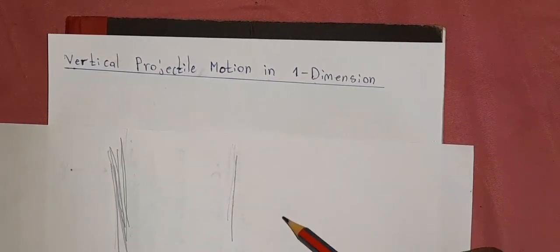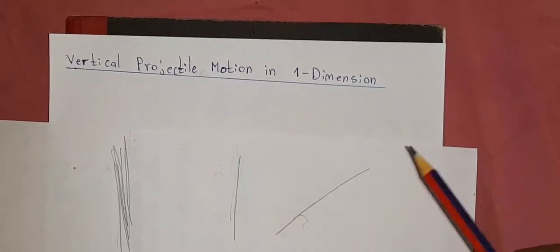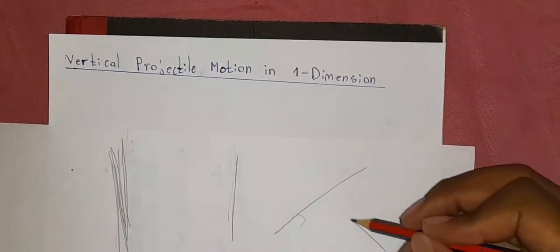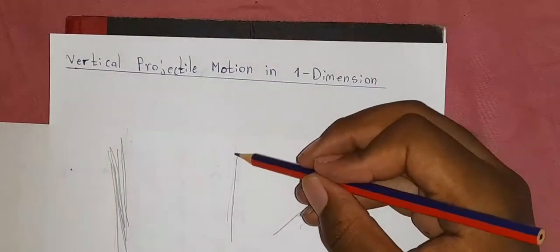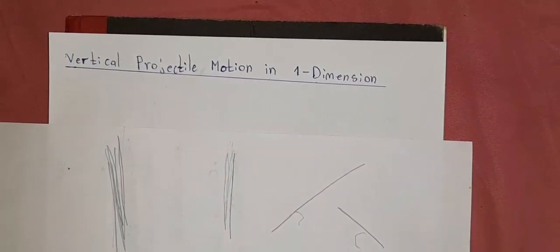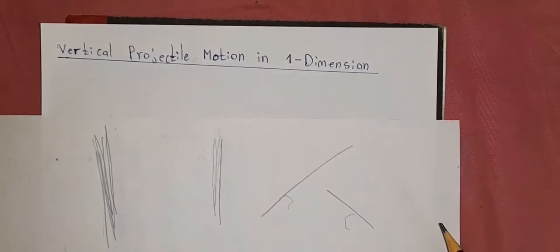We are not focusing on projectiles where those objects are fired at an angle like this here. We are not focusing on projectiles fired at this angle also, and we are only focusing on one dimension, only one straight line. With that being said, let me give an example of this projectile motion here.